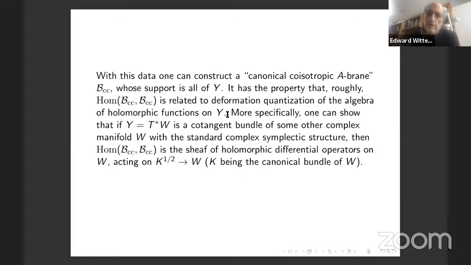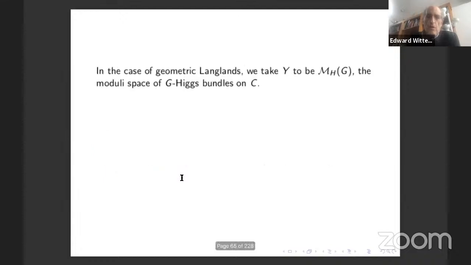Now, what we need here is a simple or special case of that statement. If the complex symplectic manifold Y is actually a cotangent bundle with the standard complex symplectic structure, then you can show in more detail that Hom from B_cc to itself is the sheaf of holomorphic differential operators on the base, twisted by the square root of the canonical bundle. So anyway, without getting into too much detail, in this situation, by considering this particular rather exotic object in the A-model, you find differential operators on the base W.